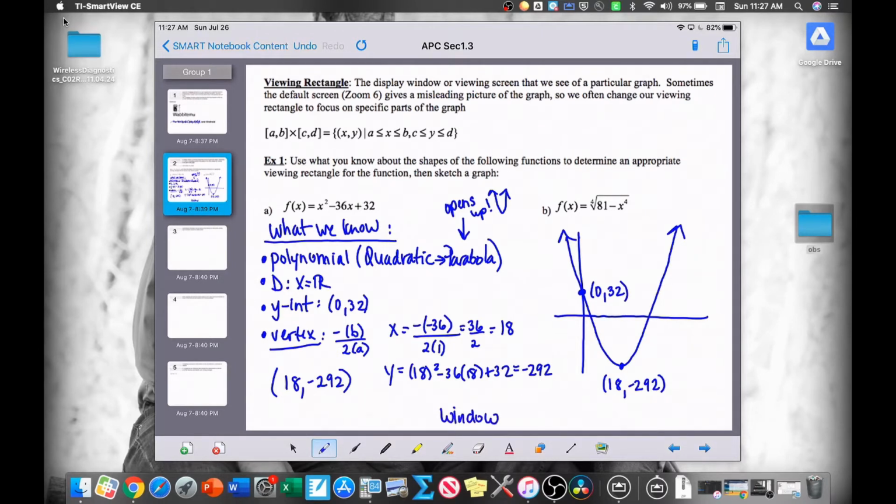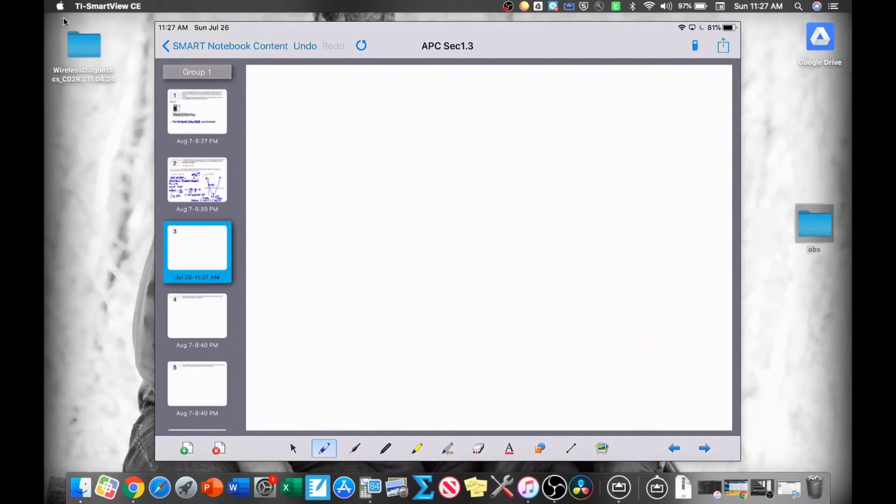And remember, I said with the window, we always write the x values by the y values. So I would say my window that I used was -10 to 250 by -300 to 100. Okay, and these are my x values, and these are my y values. And that's all we need to do for example A. Now let's take a look at example B. Just going to create a new page for myself here.